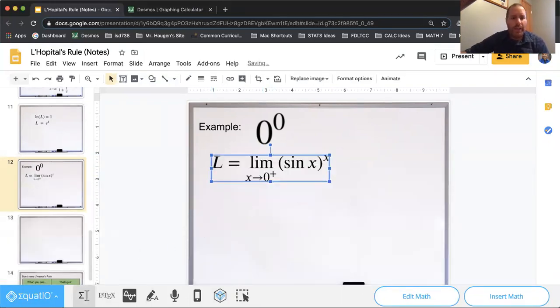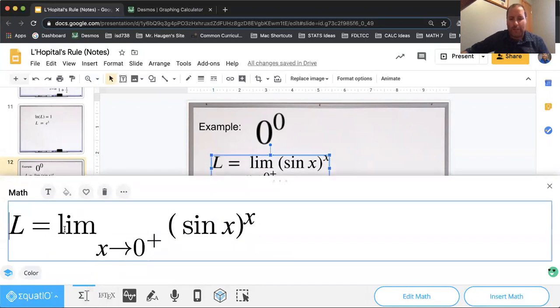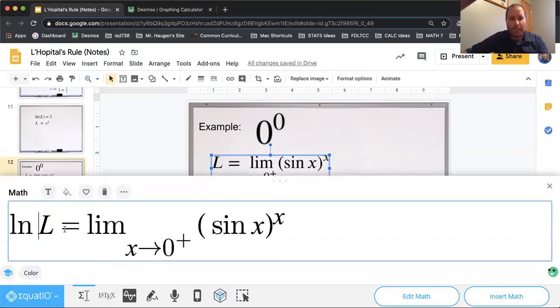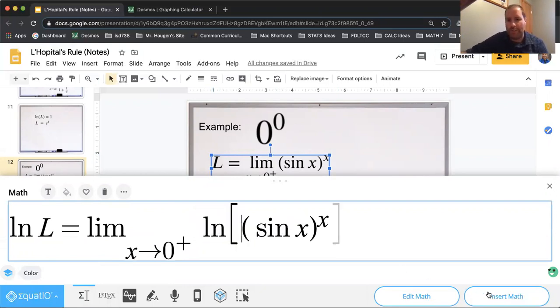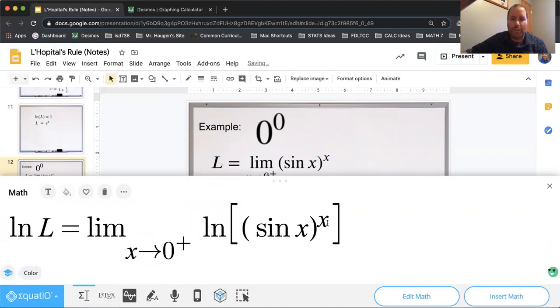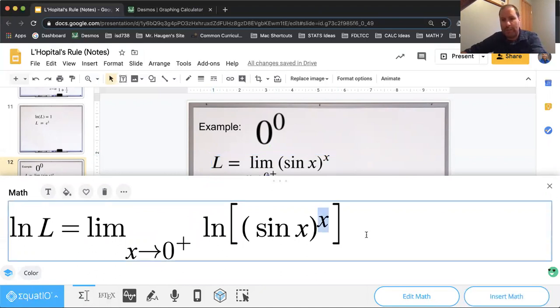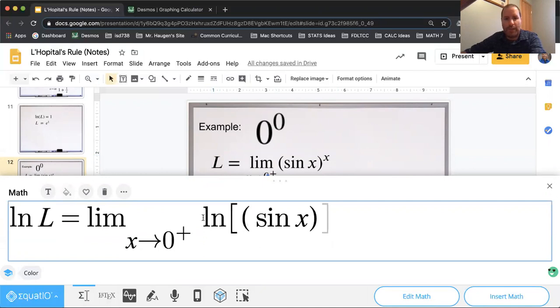And then in here, we would take the natural log of both sides. And again, natural log can move inside of a limit. So natural log of all of this stuff, which would allow us then to take this exponent. We're going to knock that exponent down.